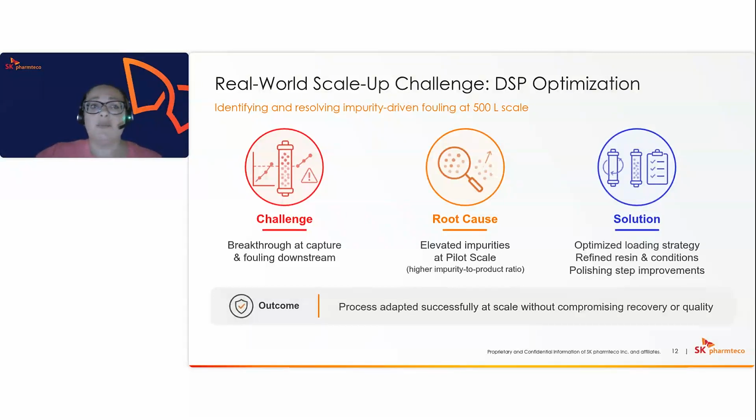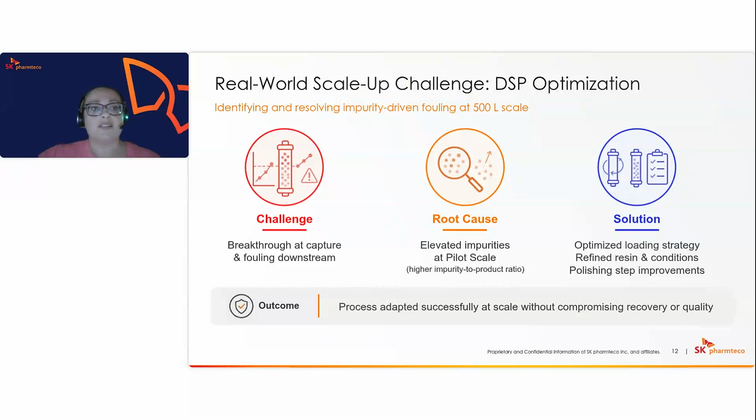So the primary challenge that we observed was we saw product breakthrough during the capture step, along with significant downstream fouling. While the process performed well at smaller scales, we noticed that when scaling to the larger pilot scale, it introduced a higher impurity burden when entering purification. So that impacted the resin performance and overall efficiency. And throughout, the team did a real-time root cause investigation that identified that the impurity to product ratio had increased substantially at the larger scale.